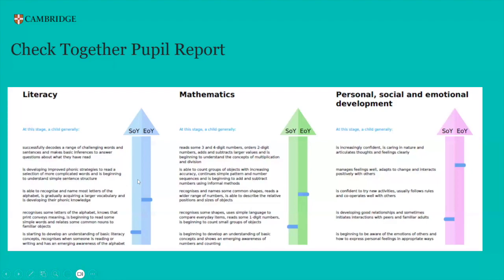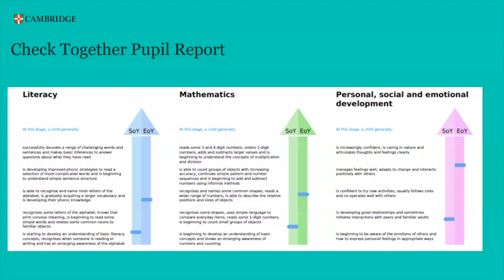The arrows split into start of year and end of year, and the little blue bar shows where the learner was at the start of the year and again at the end of the year. And you can see the progress the learner's made by the distance between the 2 bars. And each bar is associated with a short ability statement. So the one next to the blue bar on the left says, is starting to develop an understanding of basic literacy concepts, recognizes when someone is reading or writing, and has an emerging awareness of the alphabet.